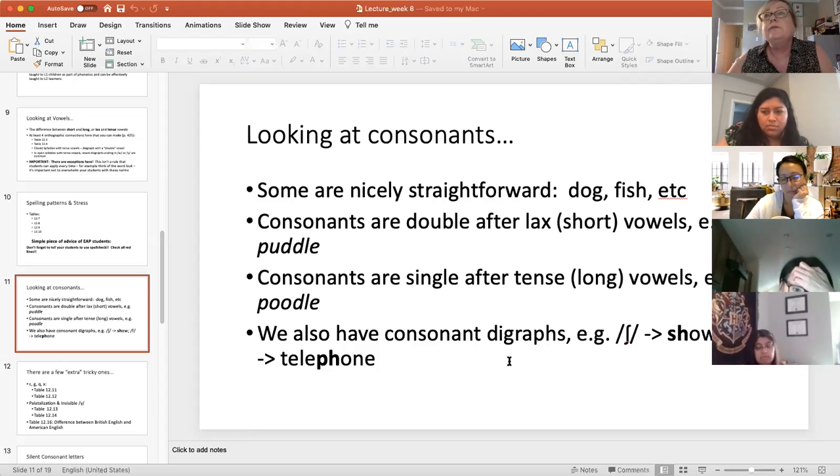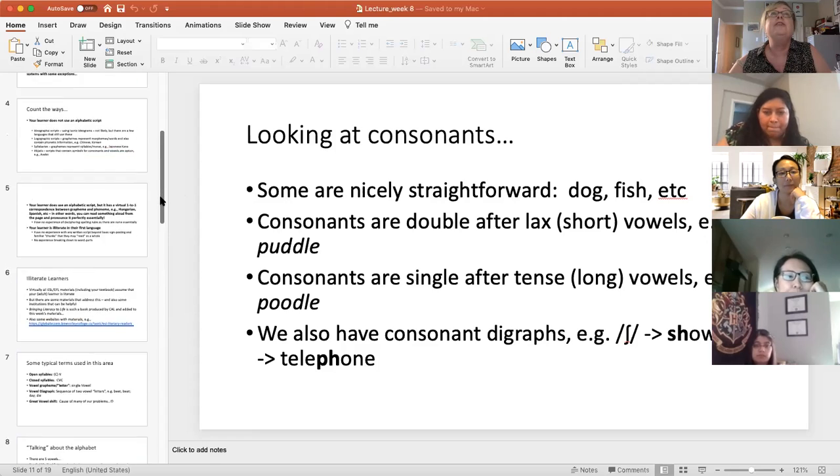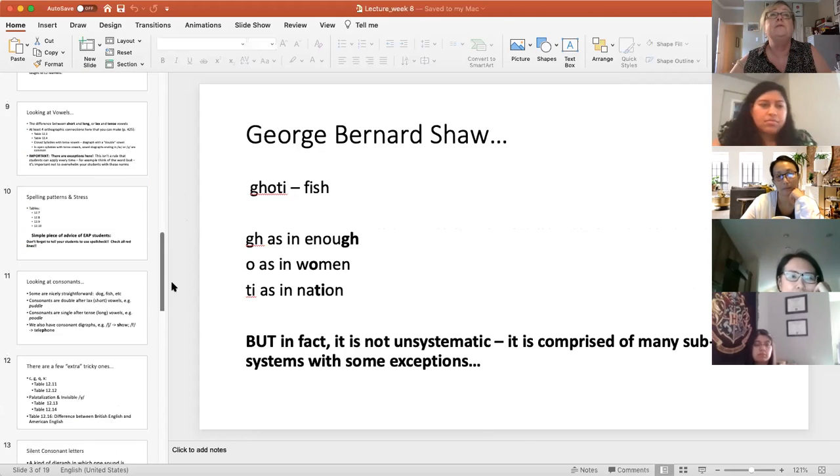We also have consonant digraphs. For example, the sh in show is always sh, and the f sound that's spelt with ph. Also you have the f in enough, that's spelt with gh. So you have several of those.